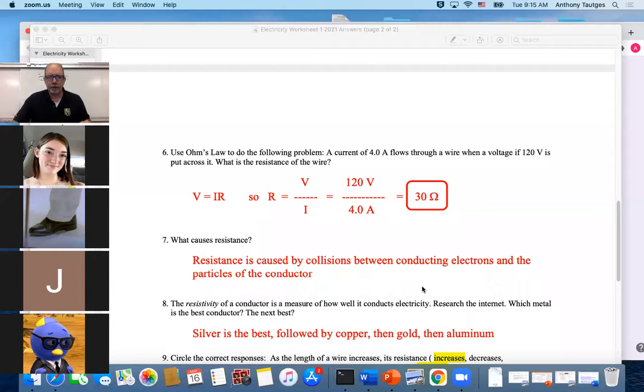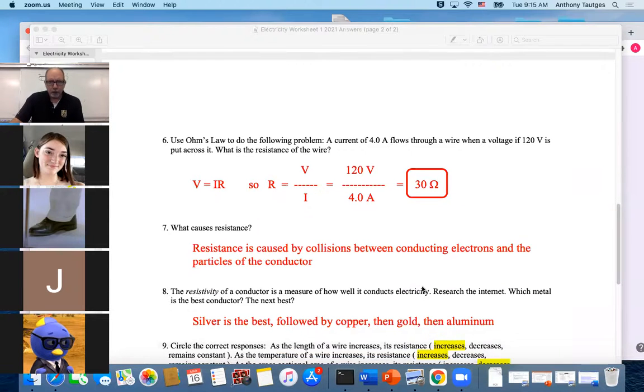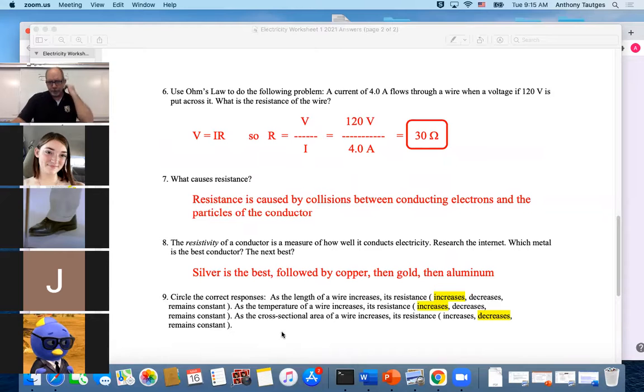Let's see. Silver is the best conductor, followed by copper, followed by gold, followed by aluminum, and then I don't remember. I'd have to look it up. Other things affect resistance as well. Length does. The longer the wire, the more collisions it's going to have, and so the resistance is going to go up. Temperature too: if the wire is hotter, the atoms of the conductor are vibrating more quickly, and they're going to get in the way of conducting electrons more often.